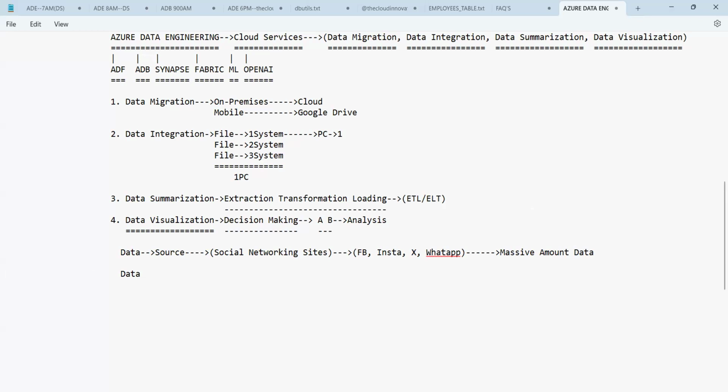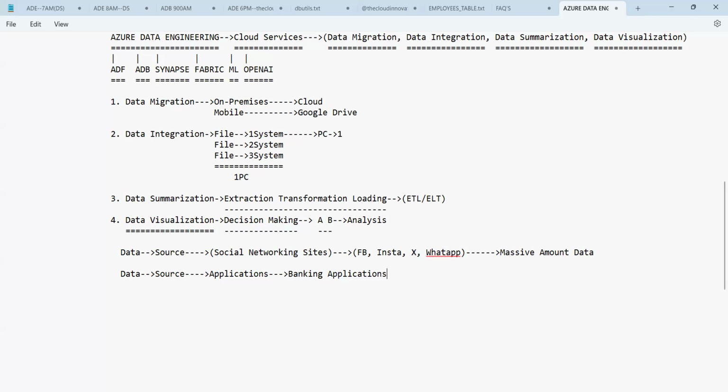And the next source is what? The data which we get also from another source, and this source, you can say, guys, is applications. You can get the data from the applications. So what are the applications we can have? We can get the data from the banking applications.